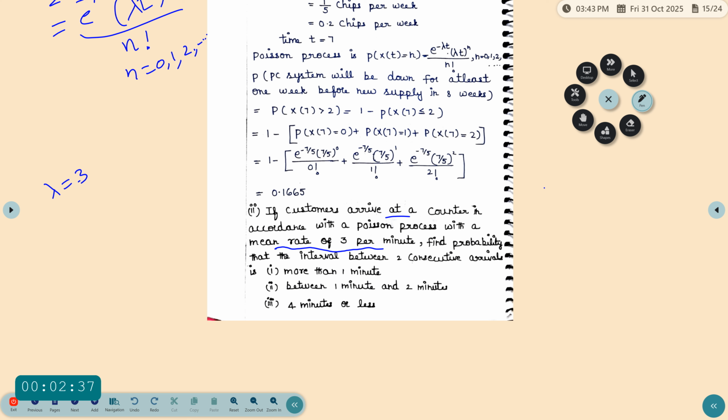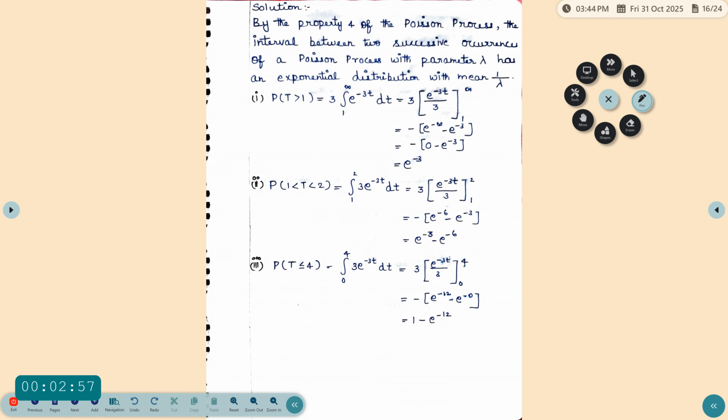We have to find the probability that the interval between two consecutive arrivals is more than 1 minute. This is subdivision 1. We are going to use one property of the Poisson process: the interval between consecutive occurrences of a Poisson process with parameter lambda has an exponential distribution with mean 1 by lambda.